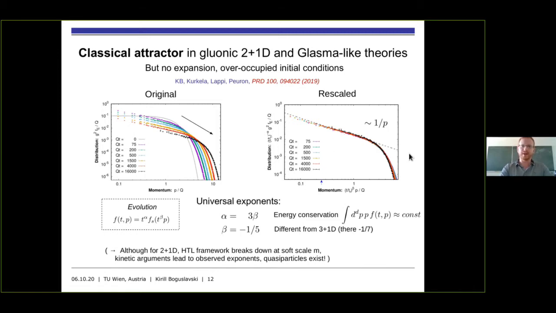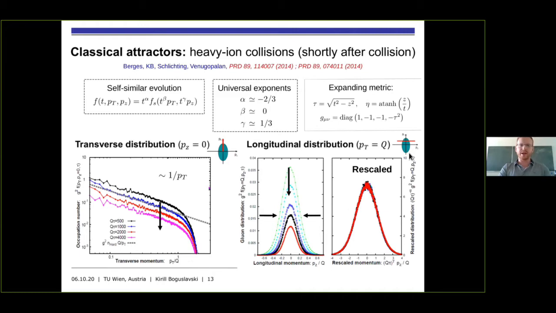All right. Now let's go to actual heavy ion collisions, and there we are in an expanding metric, with Bjorken coordinates tau and eta. The metric tensor itself is also expanding in the longitudinal direction, which is exactly the collision axis. And the distribution function now is a function of time and the transverse and longitudinal momentum. This means that the scaling function is now a function of two variables, and you again have a t to the alpha in the front.